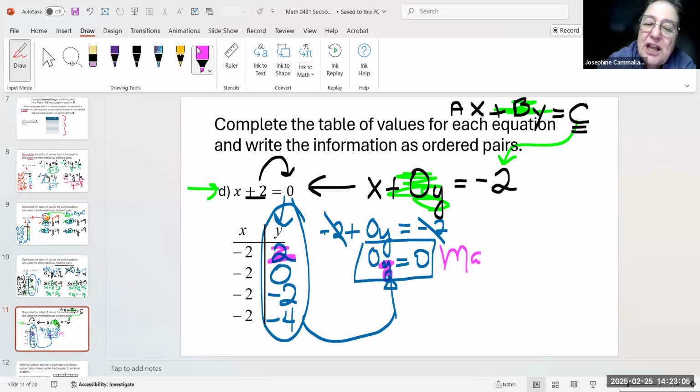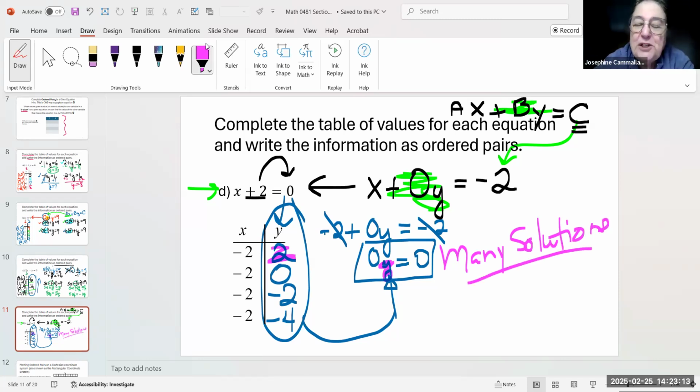This is an indication of many solutions, which means you can pick any number for y. I just picked them so that I could graph them if I had to. Because notice, if I pick numbers like 200, 100, can I graph those on a piece of paper? Normally, no, unless I have a very, very big piece of paper, or I set my scale so I can do it.